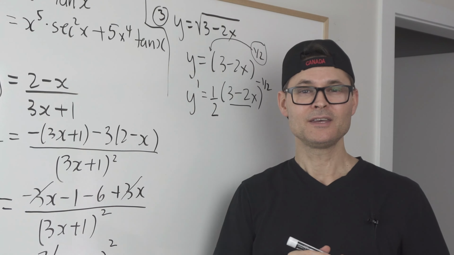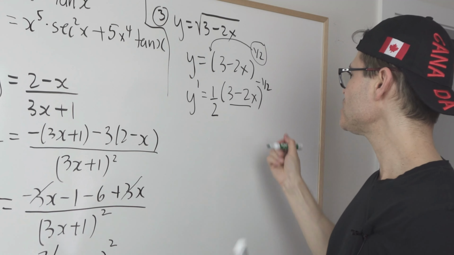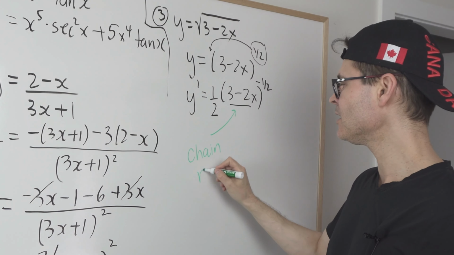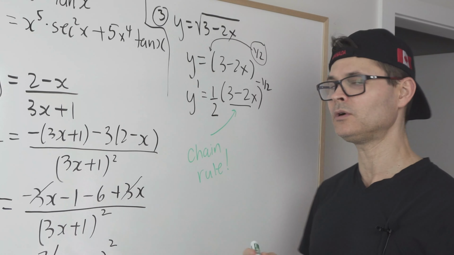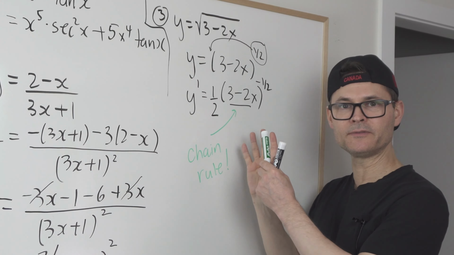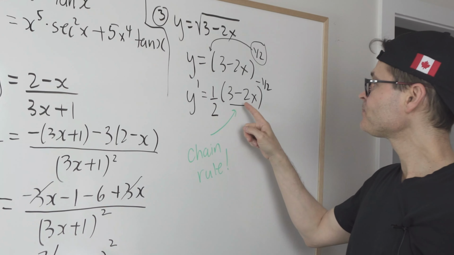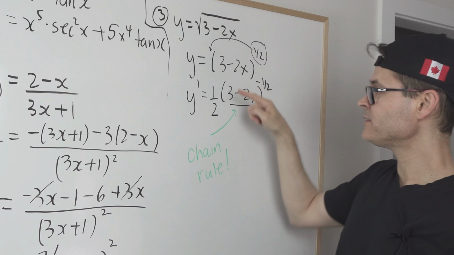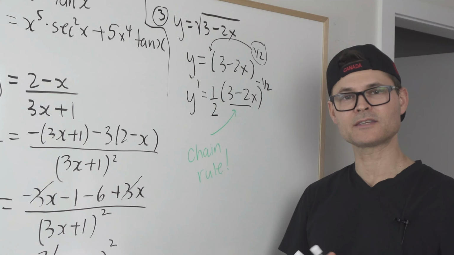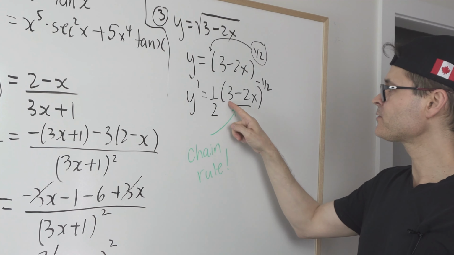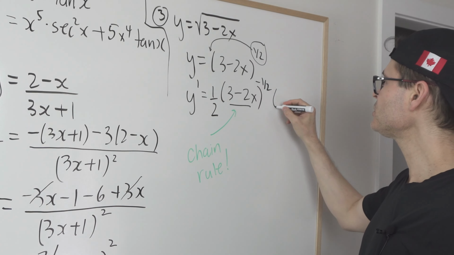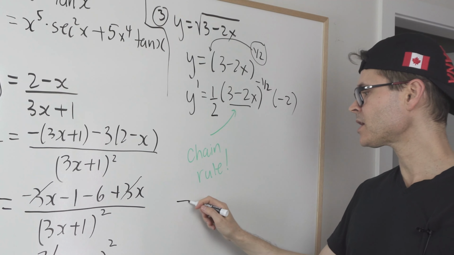We're not done. Do you know what we have to do? This is called the chain rule. So right here, chain rule. Okay, so you have to know where the inside function is. So you take the derivative of the outside function, and then you have to also multiply it by the derivative of the inside function. So 3 minus 2x is the inside function. And the derivative of 3 is 0. The derivative of -2x is -2. So I have to multiply that by -2 to finish that off.